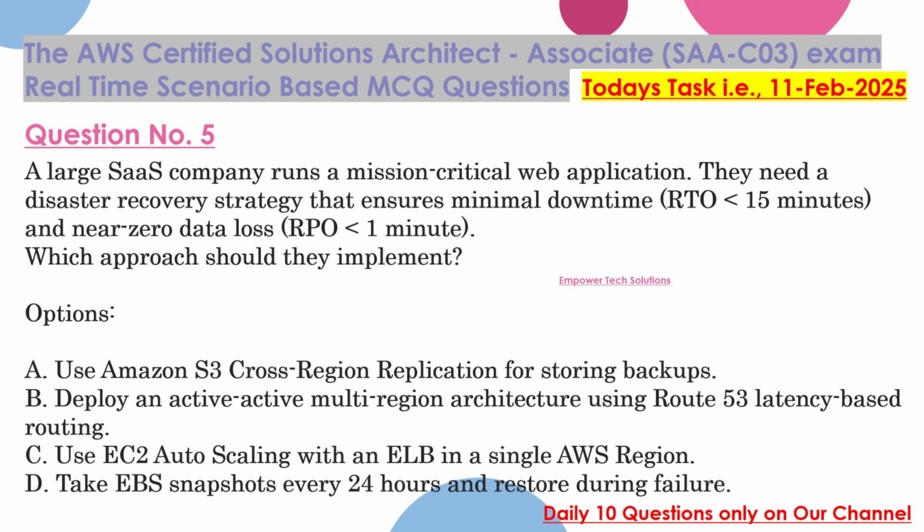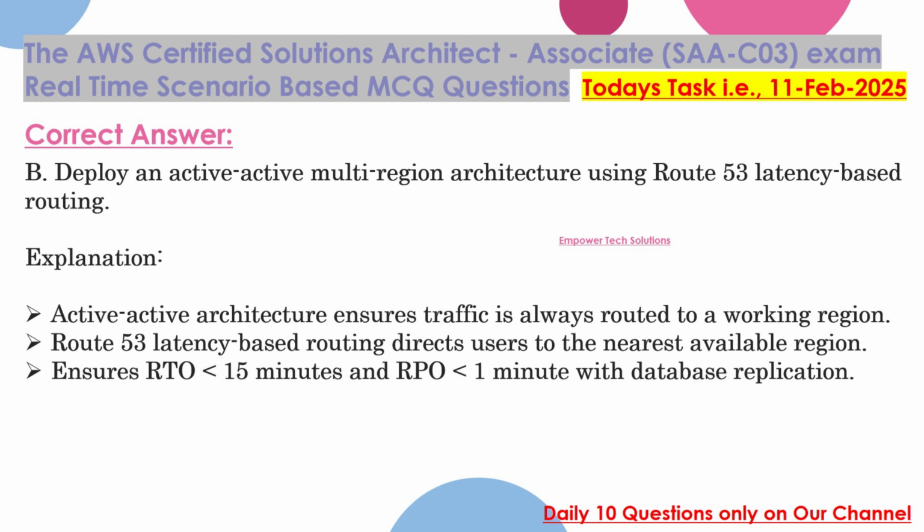C. Use EC2 auto-scaling with an ELB in a single AWS region. D. Take EBS snapshots every 24 hours and restore during failure. Correct answer: B. Deploy an active-active multi-region architecture using Route 53 latency-based routing. Explanation: active-active architecture ensures traffic is always routed to a working region. Route 53 latency-based routing directs users to the nearest available region. Ensures RTO less than 15 minutes and RPO 1 minute with database replication.